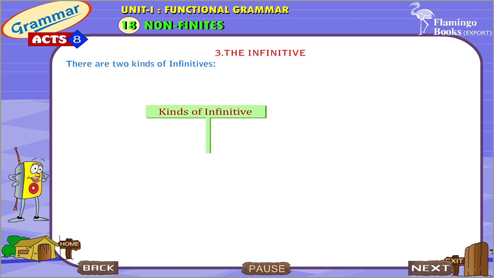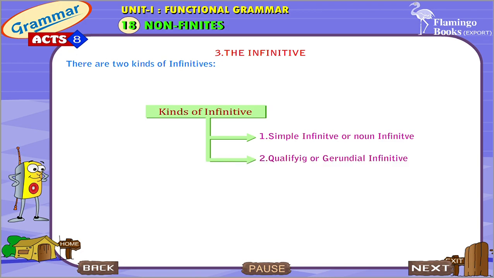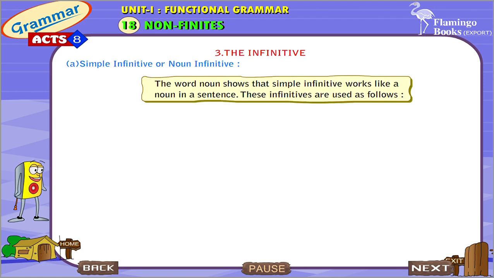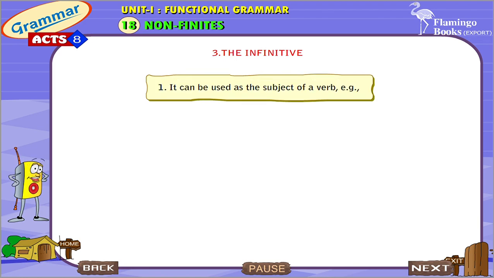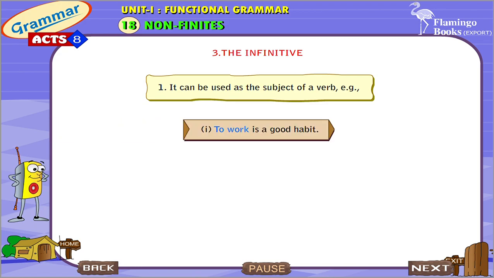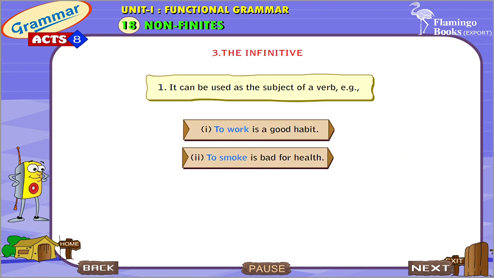There are two kinds of infinitives: simple infinitive or noun infinitive, and qualifying or gerundial infinitive. The word noun shows that the simple infinitive works like a noun in a sentence. These infinitives are used as follows. It can be used as the subject of a verb. Example: To work is a good habit. To smoke is bad for health. To err is human.